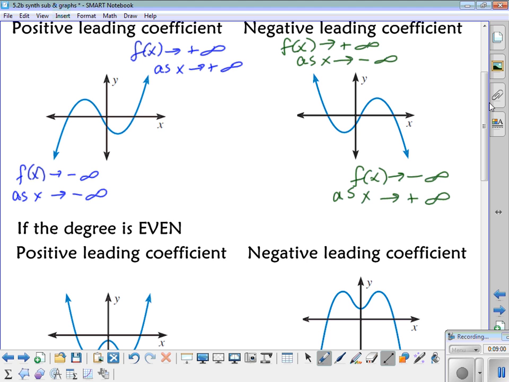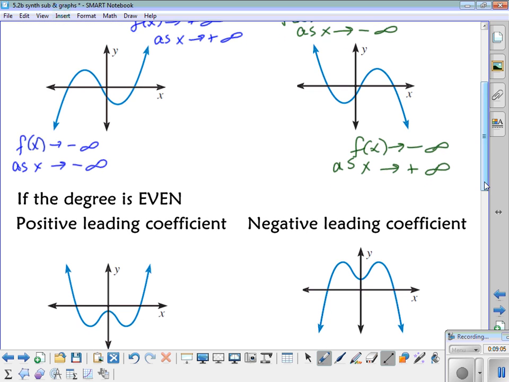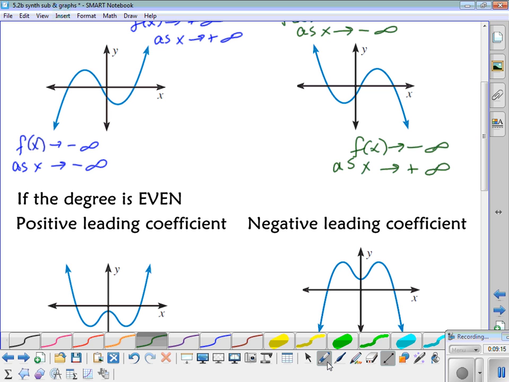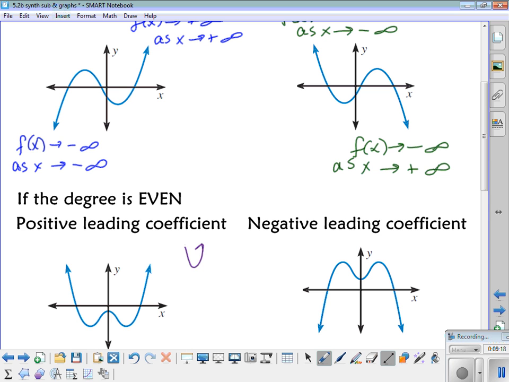Next we'll talk about if we have even degrees. Okay, so we just spent a whole chapter doing parabolas, right? And is the degree even on a parabola? It's x squared, right? Okay, so we knew that if we had a positive coefficient, it was going to go up, right? And if we had a negative coefficient, it was going to go down? Well, it's the same thing for any even degree polynomial. If we have a positive leading coefficient, it's going up. If we have a negative leading coefficient, it's going to go down.